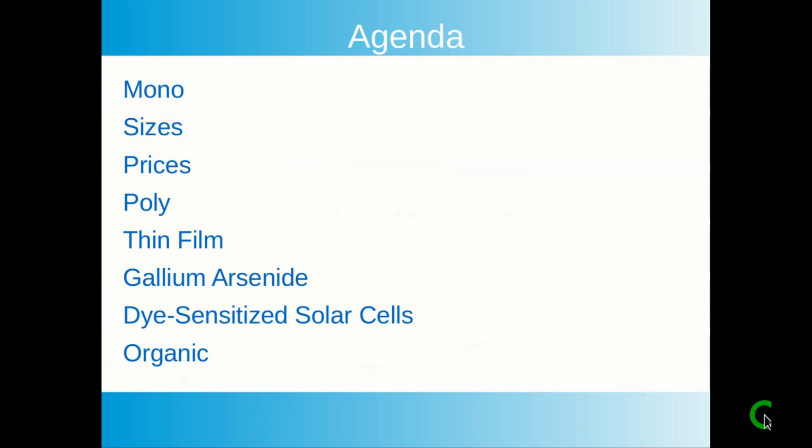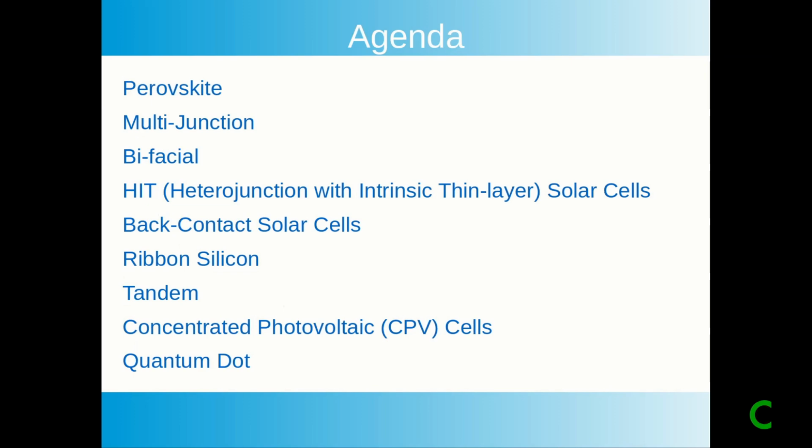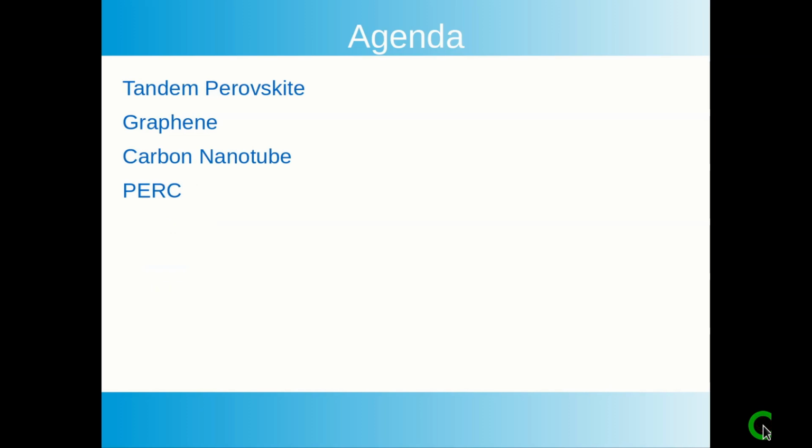The topics we'll be discussing in the types of solar cells include monocrystalline, the sizes of cells, prices, polycrystalline, thin film, gallium arsenide, dye-sensitized, organic, perovskite, multi-junction, bifacial, heterojunction with intrinsic thin layer, back contact, ribbon silicon, tandem, concentrated, quantum dot, plasmonic, biogenic, transparent, flexible, nanowire, hybrid, printable, hot carrier, tandem, perovskite, graphene, carbon nanotubes, PERC.